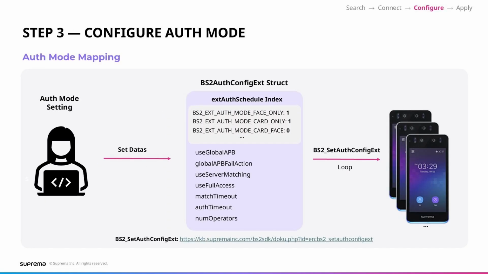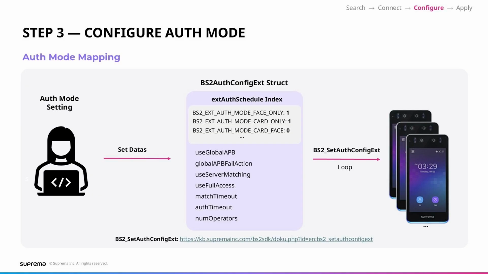Now that we have selected the authentication modes, the next step is to build the bs2 auth config ext structure. In this step, the selected auth mode values are mapped into the configuration structure, together with other required settings such as server matching and timeout values. Once the structure is ready, we use bs2 set auth config ext to apply it.